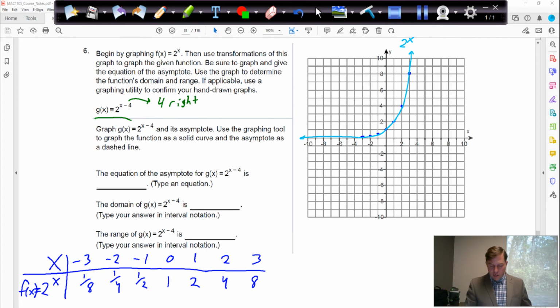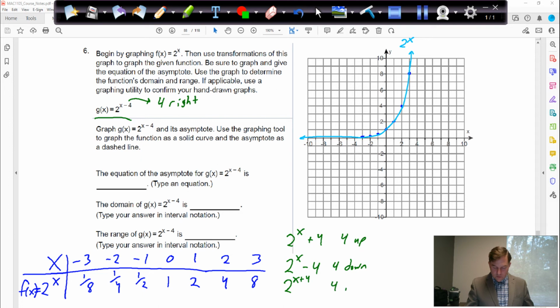In fact, let's look at all the possible transformations. If it was 2 to the x plus 4, this would be 4 up. If it was 2 to the x minus 4, this would be 4 down. If it's 2 to the x plus 4, so notice the difference here, this is 4 to the right. And then the last one is the one we have, 2 to the x minus 4, is 4 to the left. So these are the 4 translational transformations we would have: up, down, left, or right.